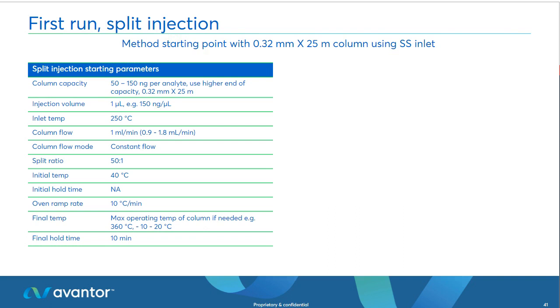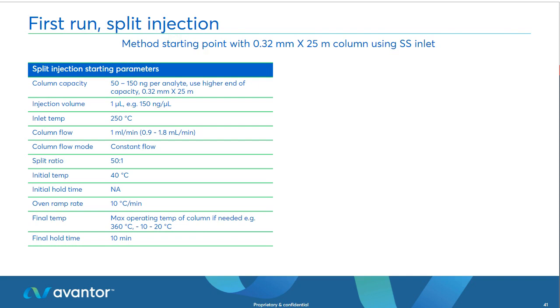So this one has a column capacity of 50 to 150 nanograms per analyte, and we tend to use the higher end of this capacity and then reduce it, dilute it. Injection volume could be 1 microliter, and then a lot of the settings are usually set up in the default method or as standard, but in inlet temperatures, 250 degrees is usually standard. Column flow, 1 ml a minute.